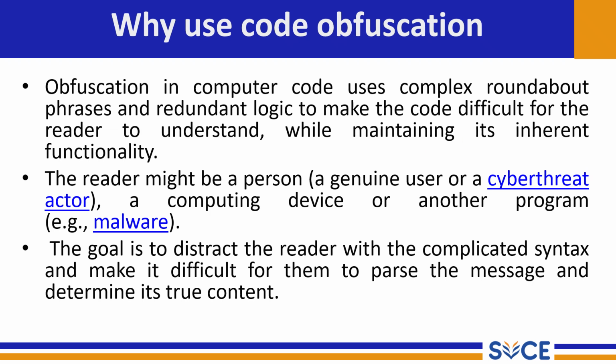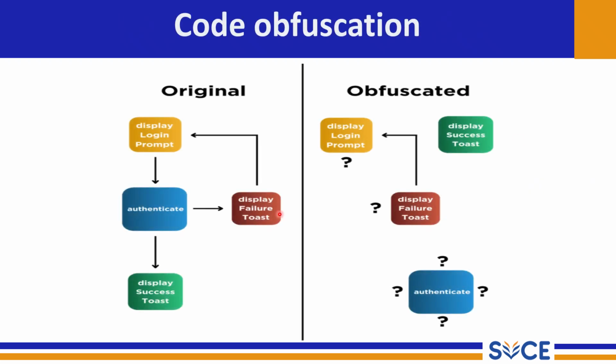And here is a simple diagram. The original flow displays the login prompt. From there we can authenticate by giving a username and password. If it displays a failure toast, we have to log in again. With this login, it is easier to understand. If authentication is a success, it displays the success toast message. So this is the original message.